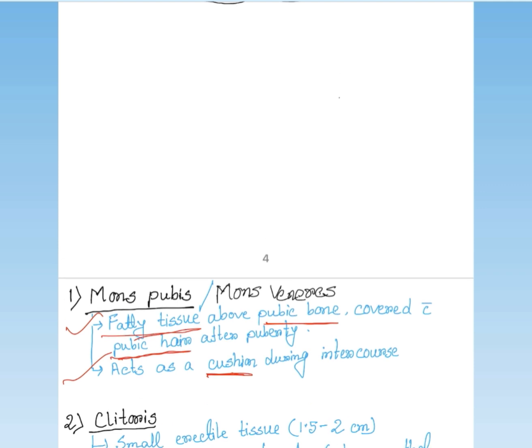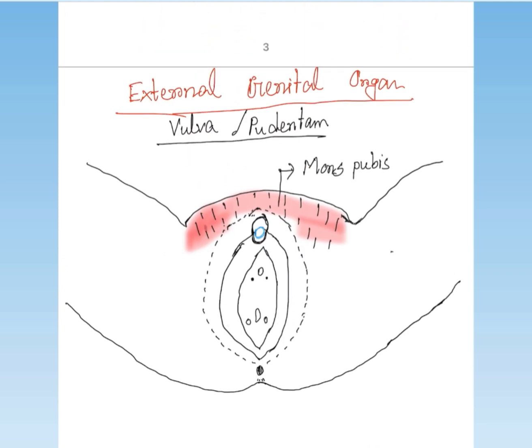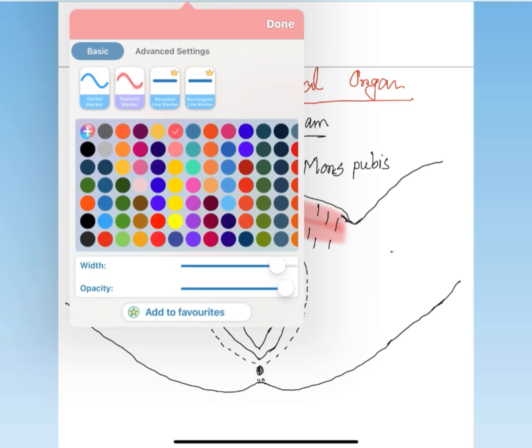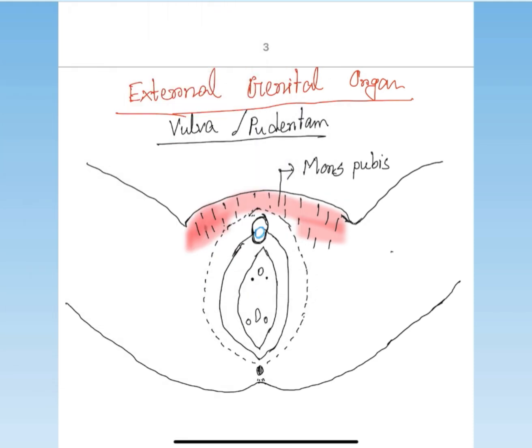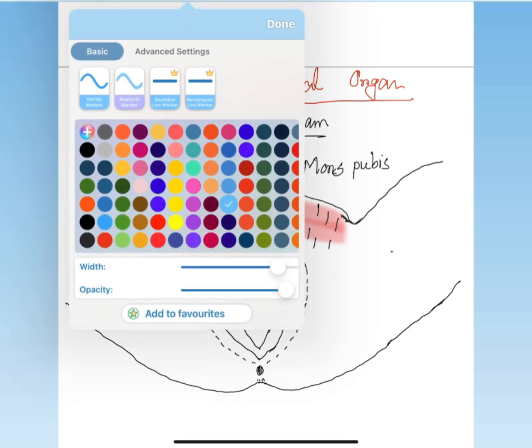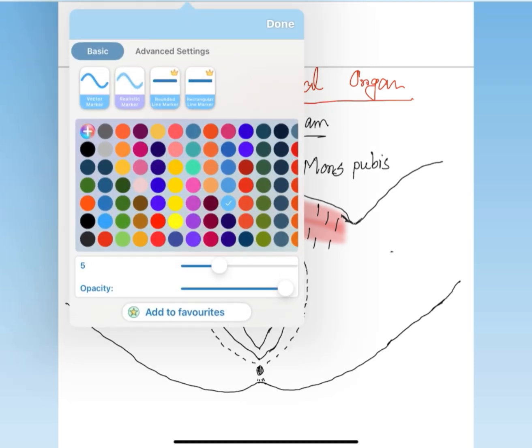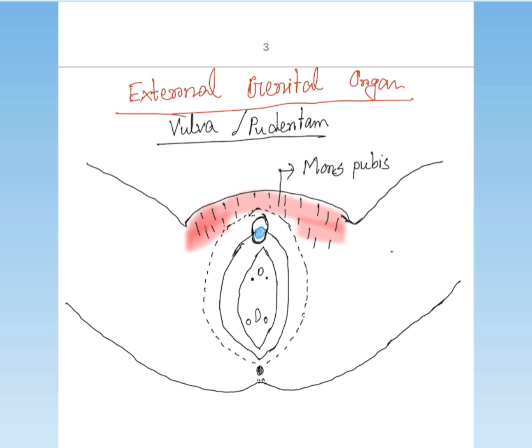Now coming to the clitoris. Clitoris is this small blue portion. It's a small erectile tissue and its length is 1.5 centimeter to 2 centimeter.